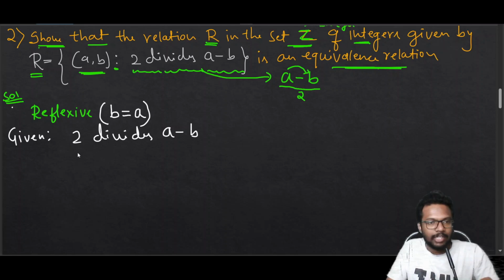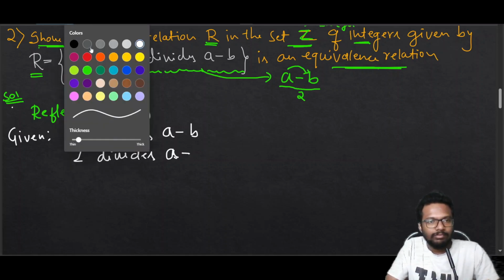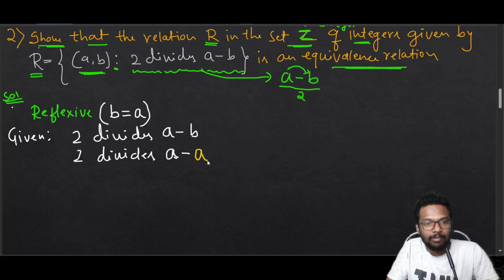Okay, so next I am going to write 2 divides A minus B. Now I am changing it: in the place of B, I am writing A. Because to show a reflexive relation, we have to show an element is related to itself. To show an element is related to itself, here we have to change B to A.